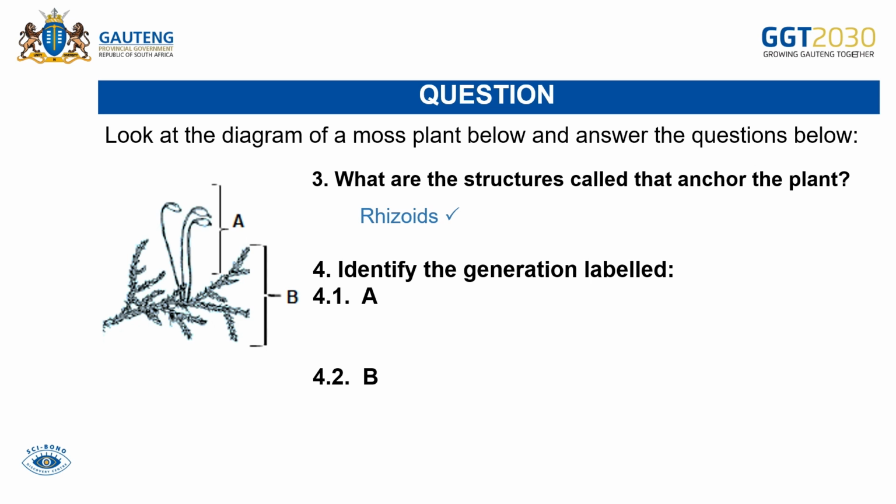Identify the generation labeled A. You can see the sporangium. So what's the generation called? Sporophyte. It comes from the word sporangium. What is the generation B? This leafy one? It's called the gametophyte because it has gametes, sperm cells and egg cells. Sperm cells are in the antheridium and egg cells are in the archegonia.